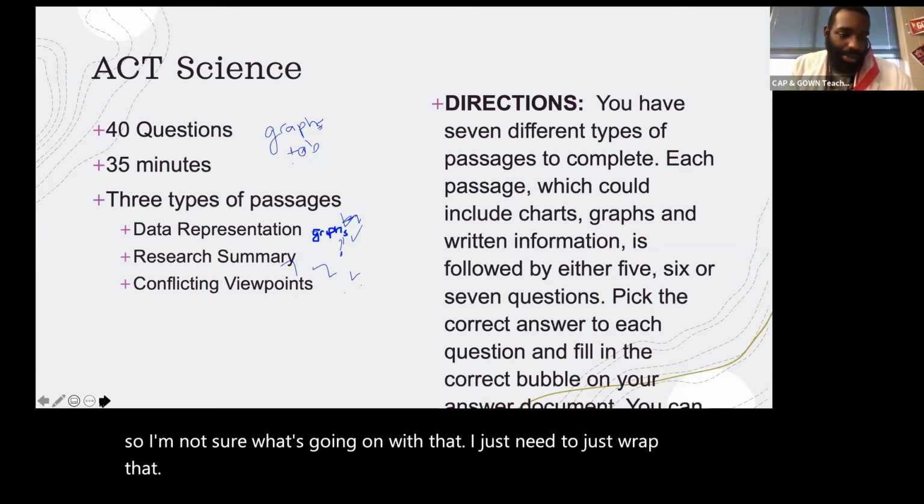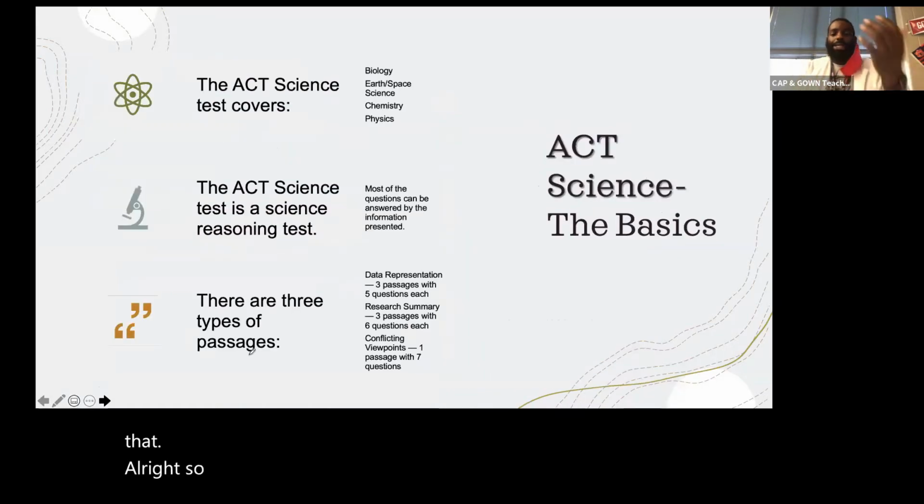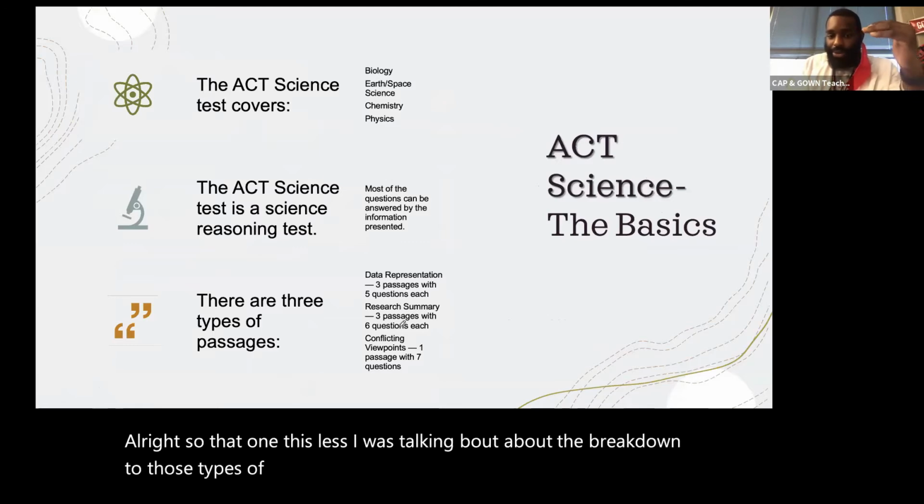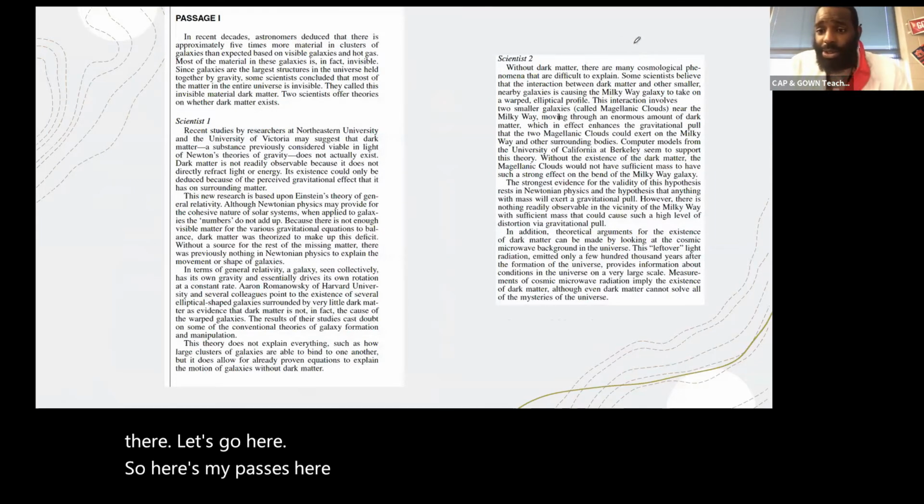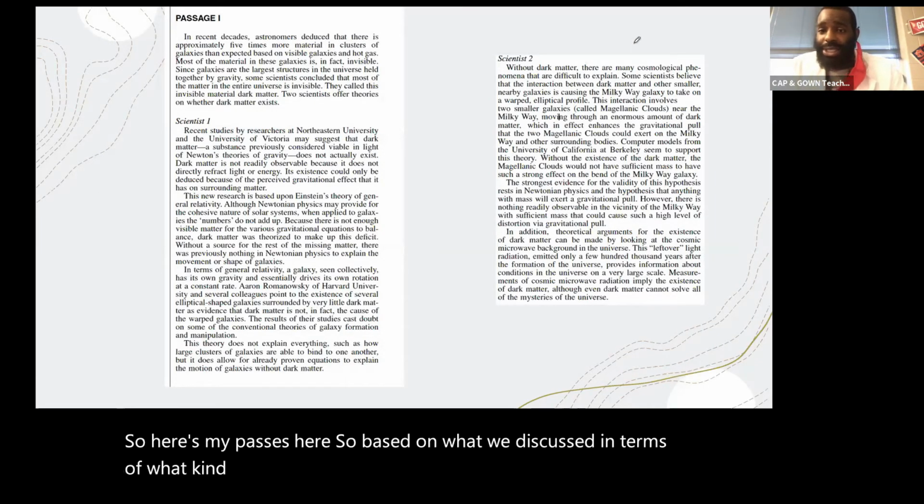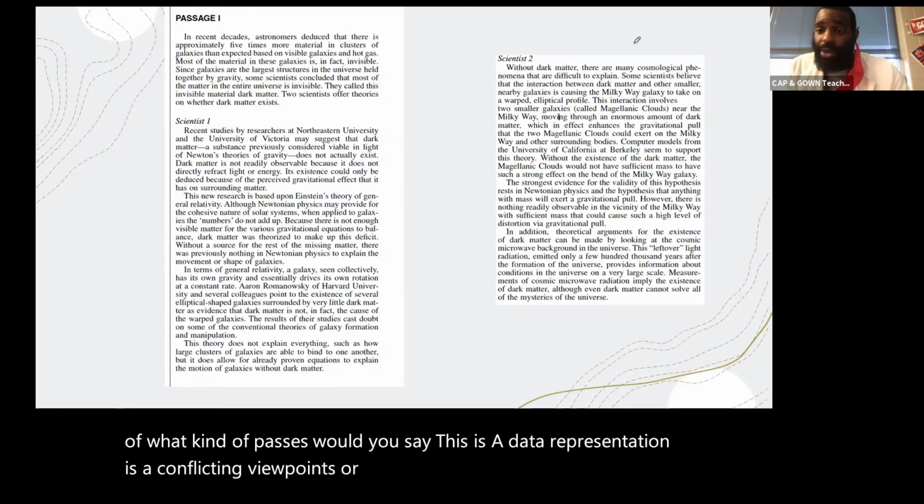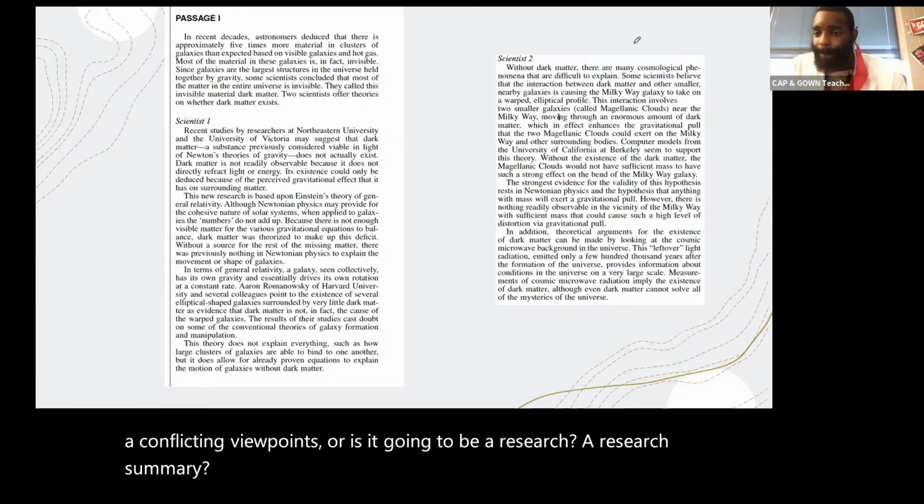All right. So this lesson I was talking about the breakdown of those types of passages. Let's go here. So here's my passage. Based on what we discussed in terms of passages, what kind of passage would you say this is? Is it data representation, is it conflicting viewpoints, or is it a research summary?